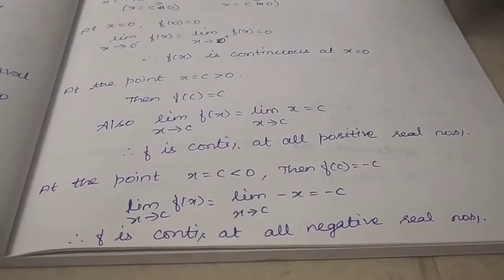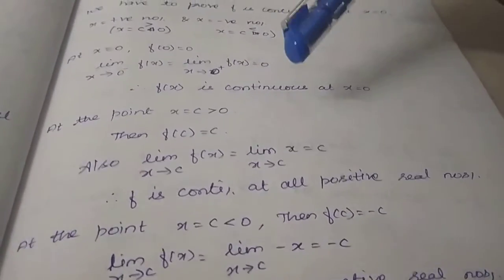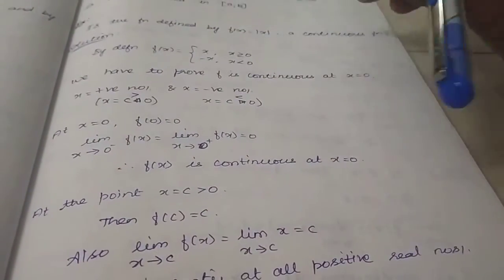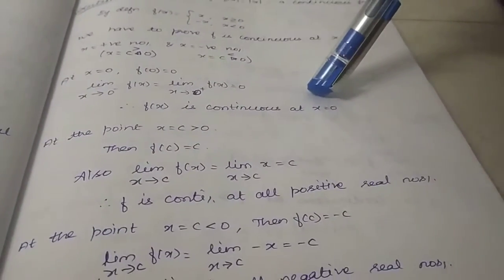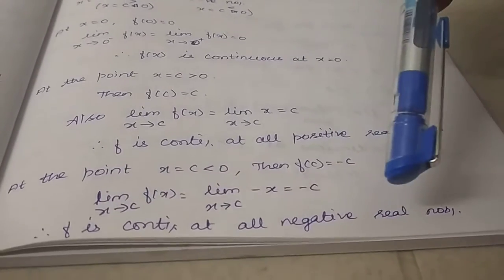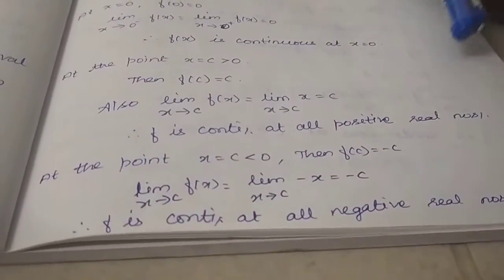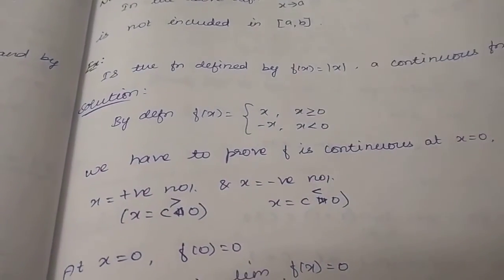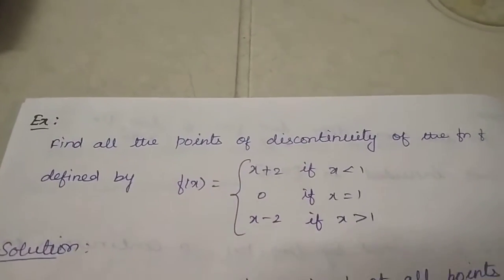So we can finally say f is continuous at x equal to 0 and also for positive numbers and also for negative numbers. So simply we can say f of x equal to modulus of x is a continuous function. So take one more example.